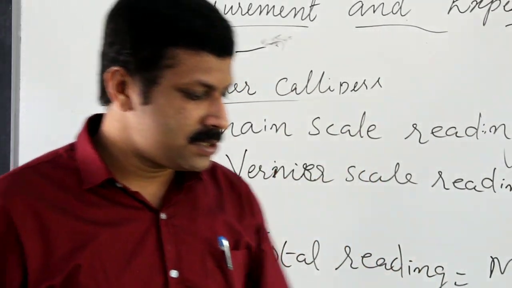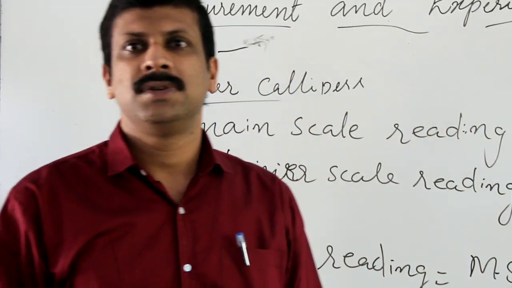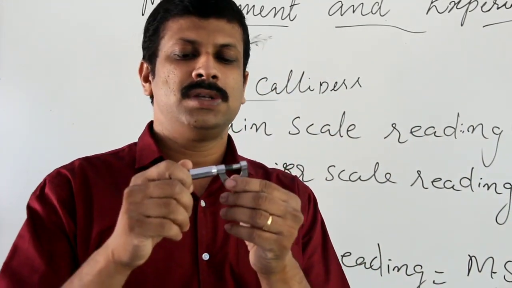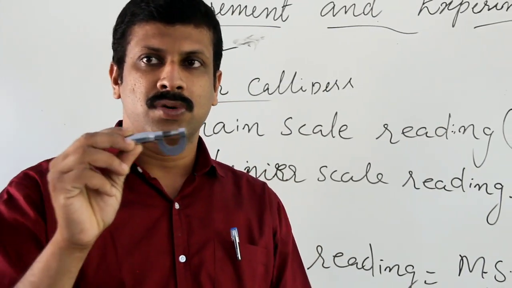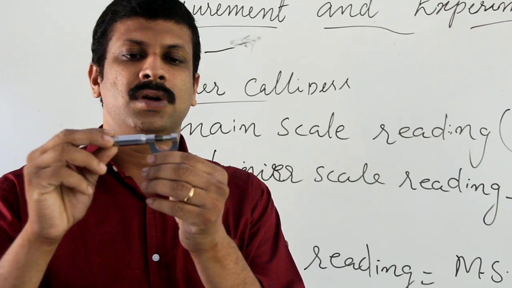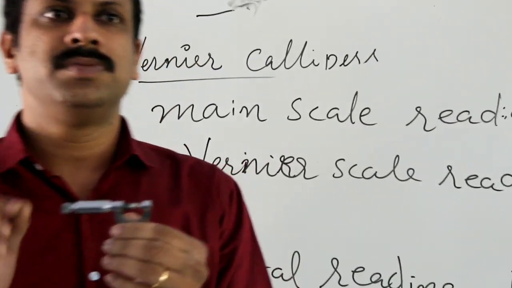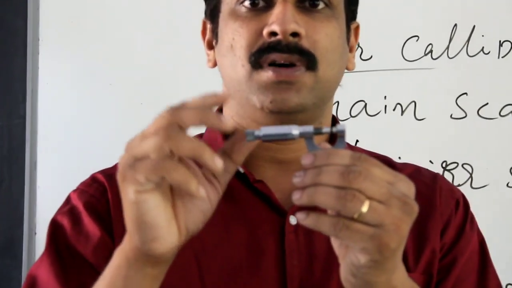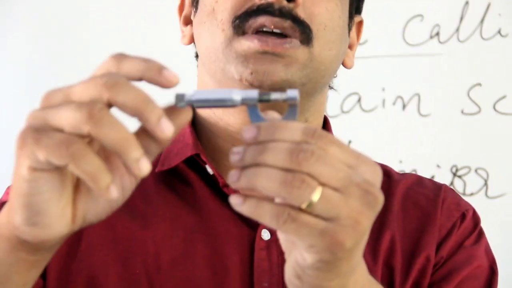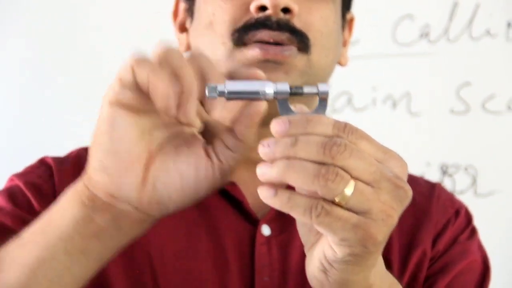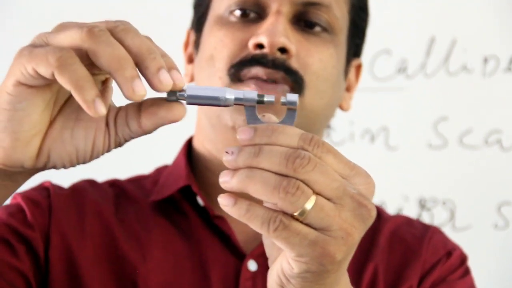Then the next one is the screw gauge. Same as vernier calipers, the screw gauge is also used for finding the diameter of thin objects like wires and papers. Here in the screw gauge, we keep the object and fix it.